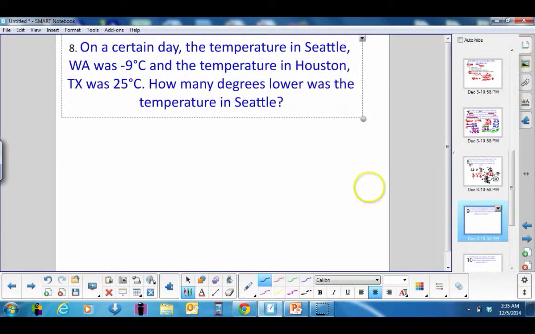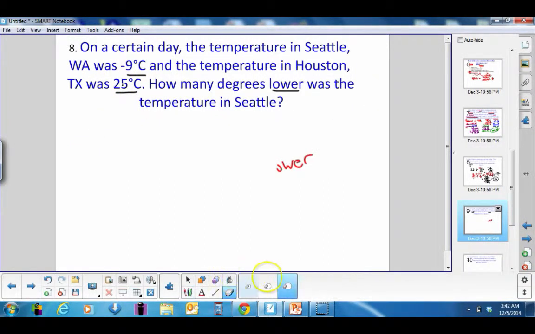Okay, on number 8, on a certain day, the temperature in Seattle, Washington was -9 degrees Celsius. The temperature in Houston was 25 degrees Celsius. How many degrees lower was the temperature in Seattle? So I'm trying to find the difference between 25 degrees and -9 degrees Celsius. Let's see if we can find the difference between -9 and +25. I have -9, difference means subtract, and then I have 25 degrees.